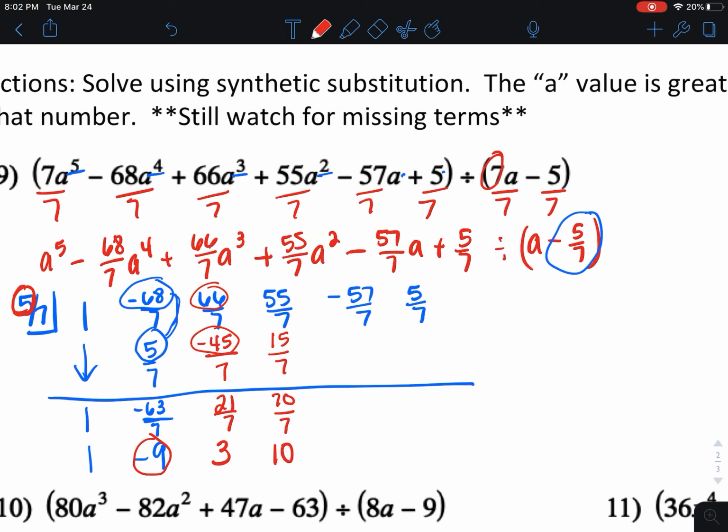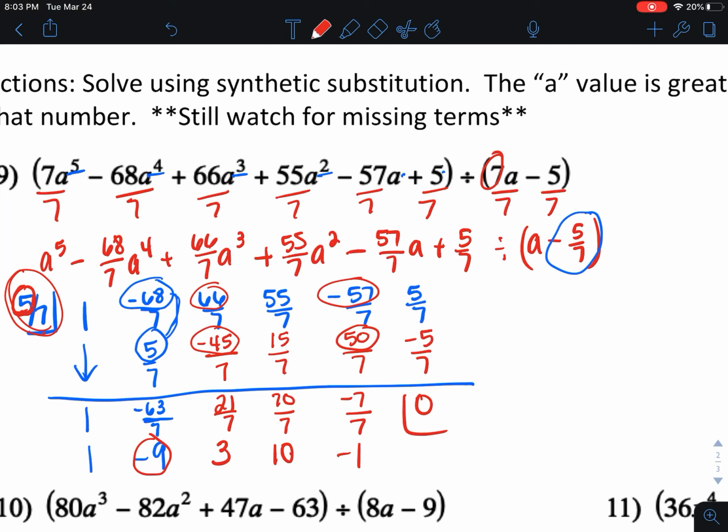Then we take 5 times 10, and that gives me 50 over 7. Negative 57 plus 50 gives me negative 7 over 7. Again, I'm just concentrating on the top, adding those two together and putting 7 as my denominator. So negative 7 over 7 is negative 1. Now I have negative 1. Remember, our number outside is 5/7, so take the top: 5 times negative 1 is negative 5 over 7. And I end up with 0 as my remainder.